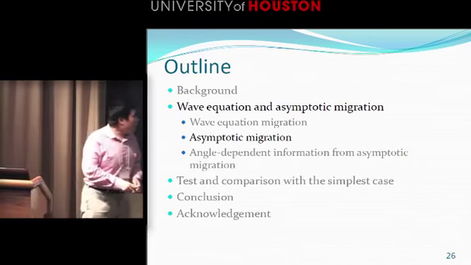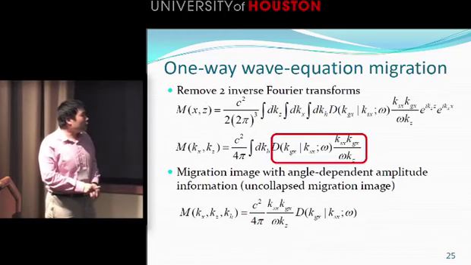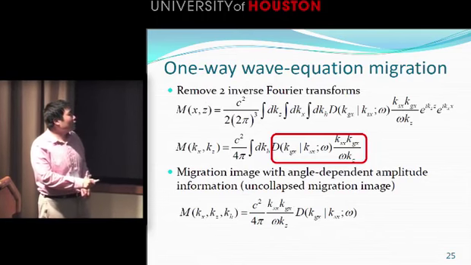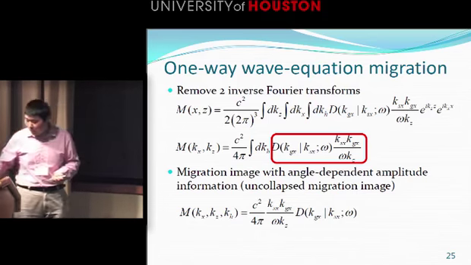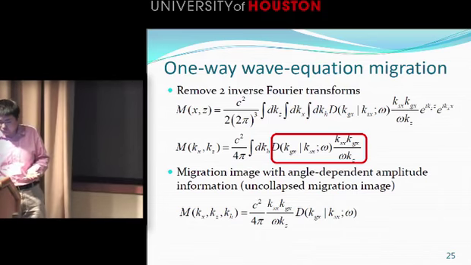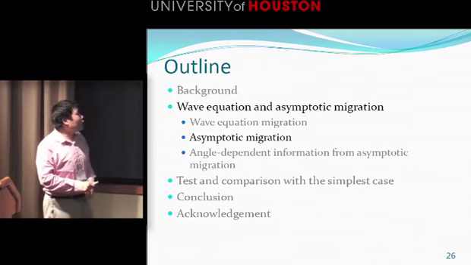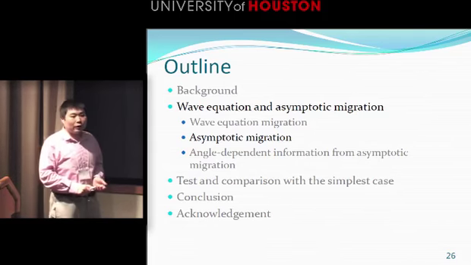Okay, I forgot to mention. This one is also called unclasped migration image, because we do not do this summation over the cage. It's unclasped. So we have the implementation for the wave equation migration. Now we want to do the same. We want to have the implementation for the asymptotic migration.